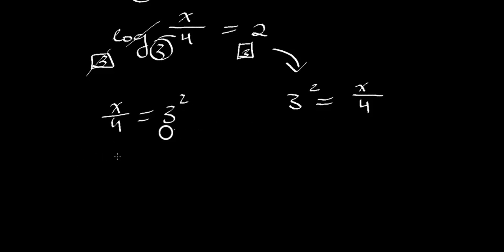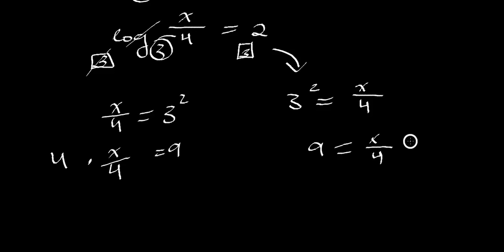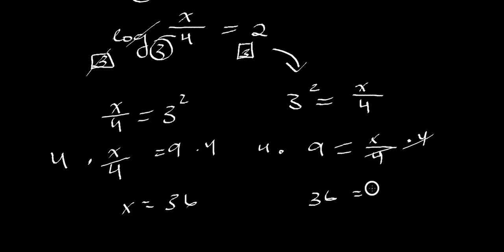Same thing. And if you continue, multiply by 4, 9 times 4, and x will be 36, these guys cancel, so you get 36x.